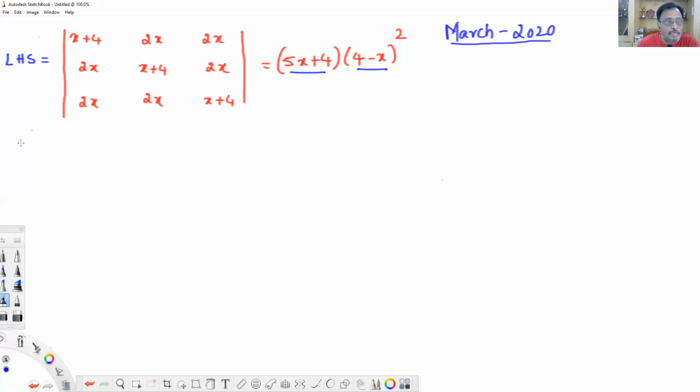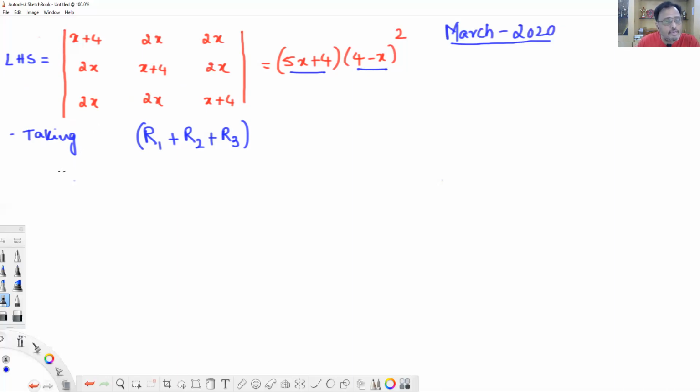So the operation I'm going to take is R1 plus R2 plus R3. Any direction you can take; this problem can even be solved using C1 plus C2 plus C3. Why? Because C1 is x plus 4, 2x, 2x; here also 2x, x plus 4, 2x; and here 2x, 2x and x plus 4. That means C1 plus C2 plus C3.